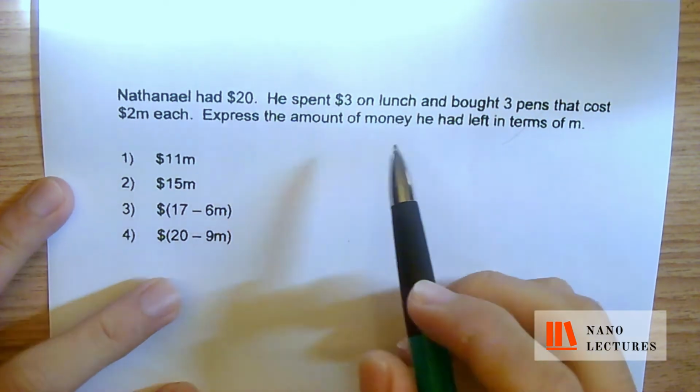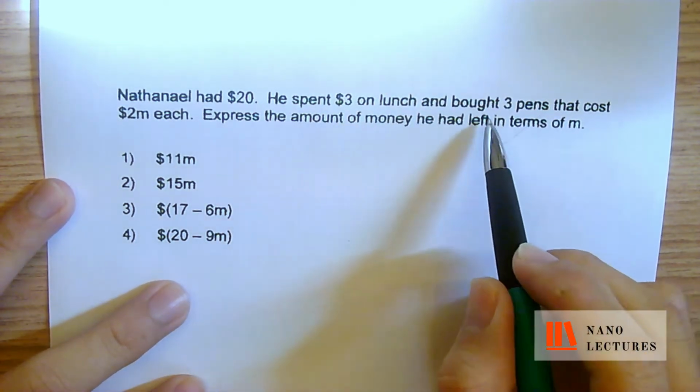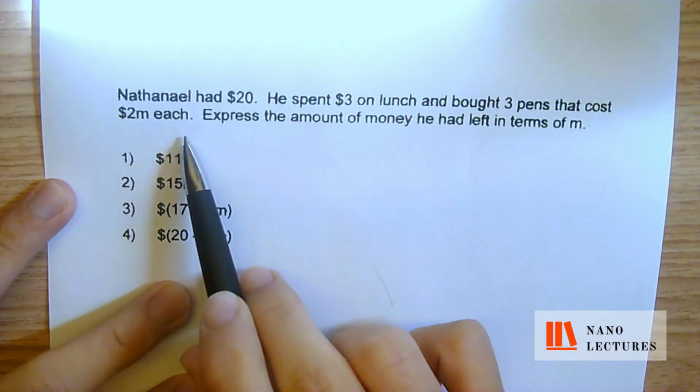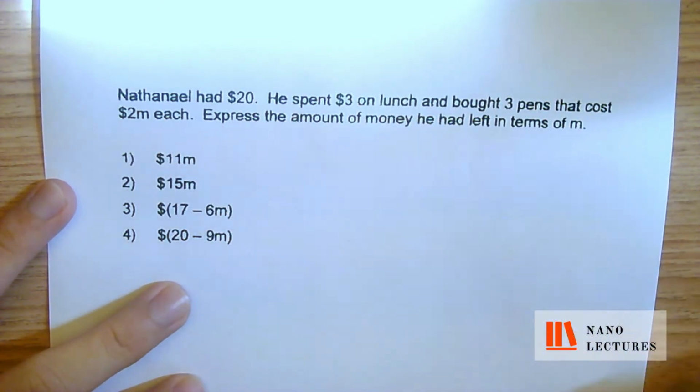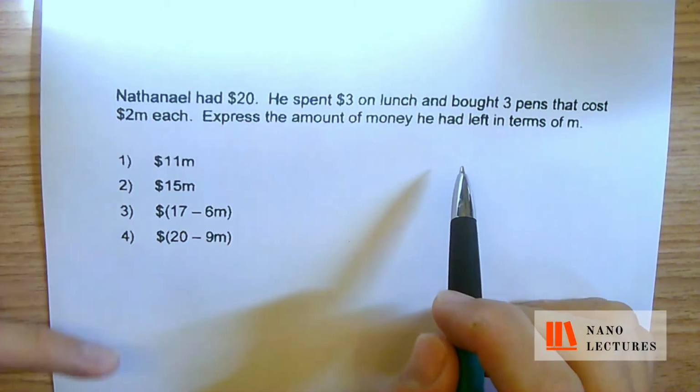Nathaniel had $20. He spent $3 on lunch and bought 3 pens that cost $2M each. Express the amount of money he had left in terms of M. Okay, the first thing we need to do is actually draw a model.